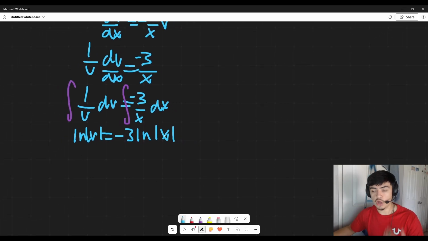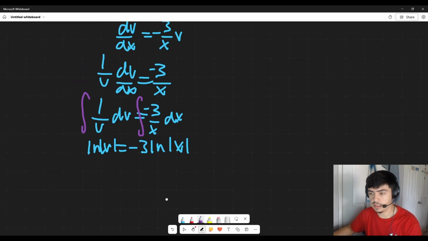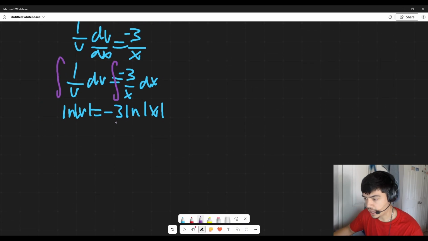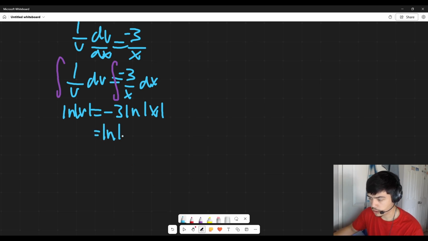So now we need to solve for v. Our first thing that we would think of doing is raising both sides to e, or applying e to both sides. But before we do that, let's apply a log property to make this a bit easier. What I mean by that is that we have this in the form of a times natural log of b. And remember, this is equal to natural log of b raised to the a, right? So knowing that, write that formula down if you don't have that down already. We can rewrite this as natural log of x to the negative 3.